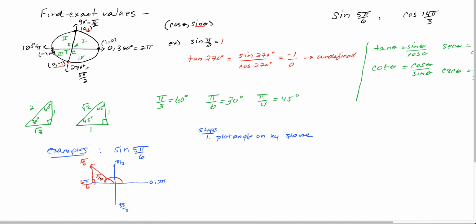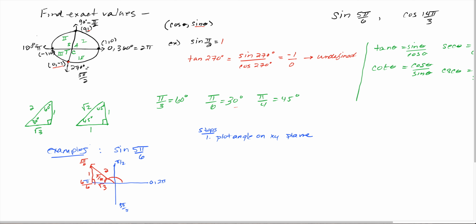Pi over 6 is the same as 30 degrees. So then I will label my triangle accordingly. Opposite 30 degrees or pi over 6 is the 1. Hypotenuse is 2. So this leg would be the square root of 3.